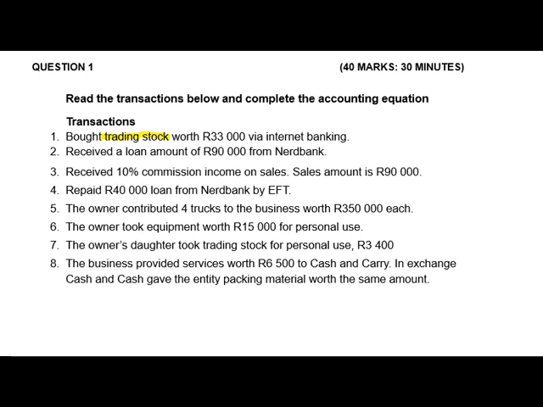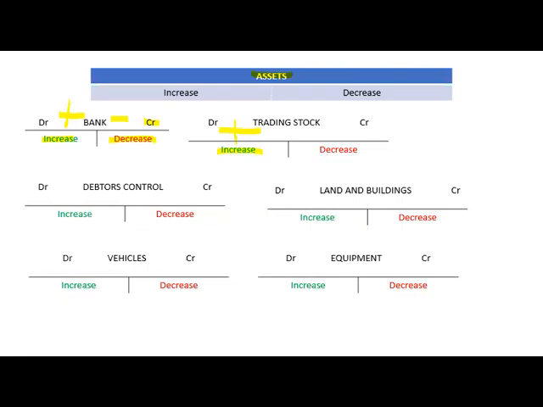Then it says number 3, received 10% commission income. You see, they're telling me that on sales, okay? So these are sales. I need to find 10% of sales, and 10% of sales will give me 9,000 rand. So I received 9,000 rand. That 9,000 rand is commission income. When I receive it, commission income will increase bank because I'm receiving money.